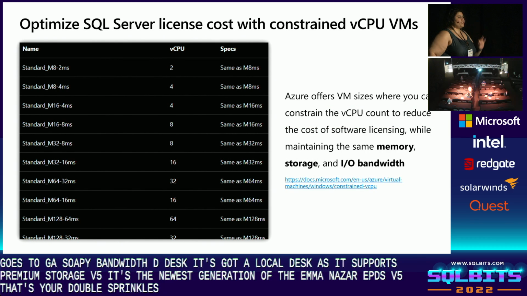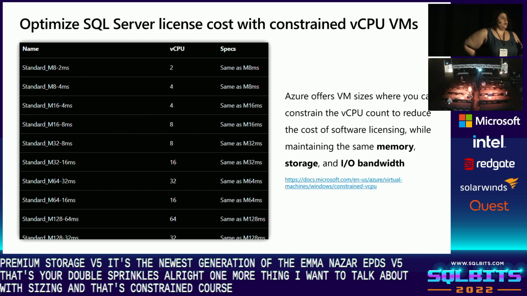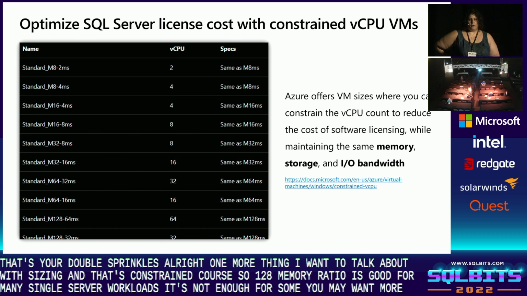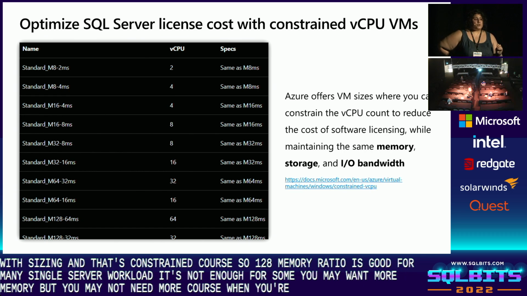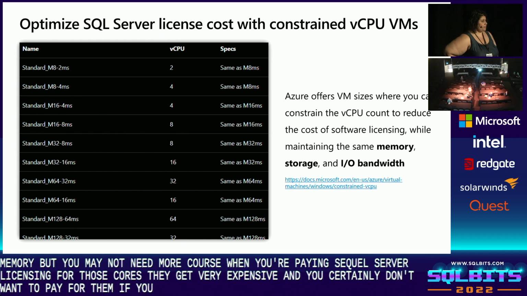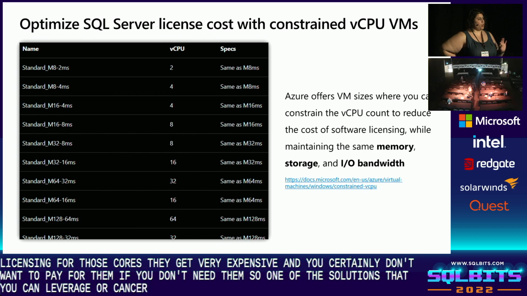All right, one more thing I want to talk about with sizing, and that's constrained cores. So 1:8 memory ratio is good for many SQL Server workloads. It's not enough for some. You may want more memory, but you may not need more cores. When you're paying SQL Server licensing for those cores, they get very expensive, and you certainly don't want to pay for them if you don't need them. So one of the solutions that you can leverage are constrained core VMs.